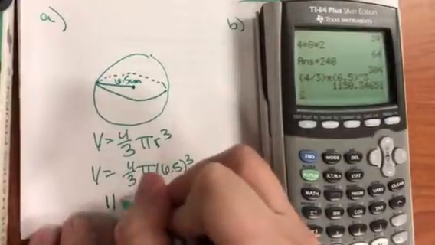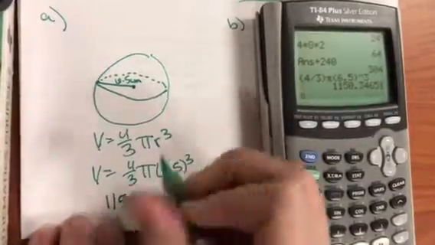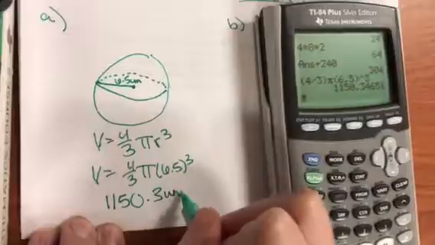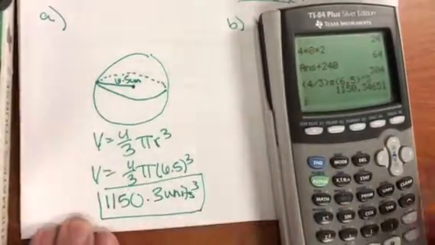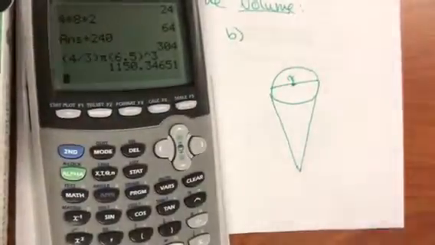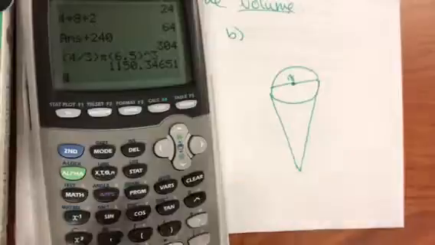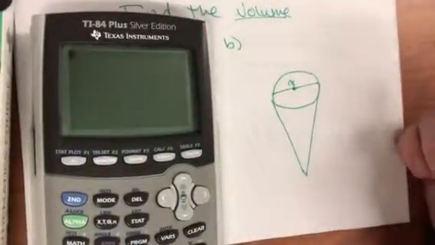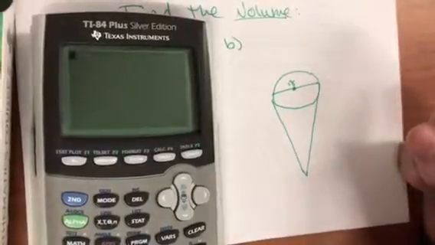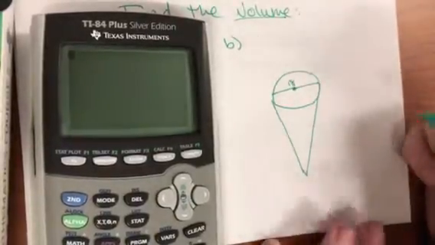So we've got 1,150.3 units cubed because we're in volume. That was pretty easy. Especially because I just plugged it into my calculator. No math. Exactly. That's kind of what is nice about this geometry unit. It's just, hey, I have a calculator, let's plug it in. You could do it by hand, but you can just plug it in.